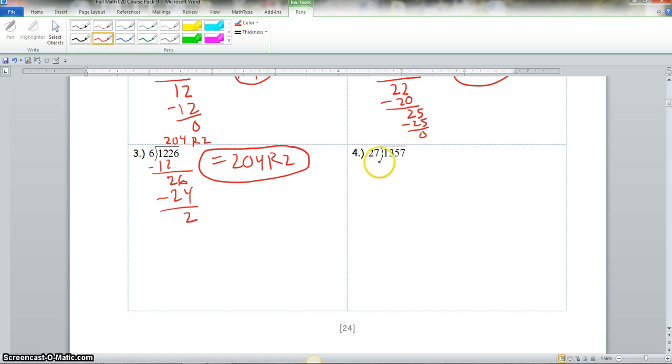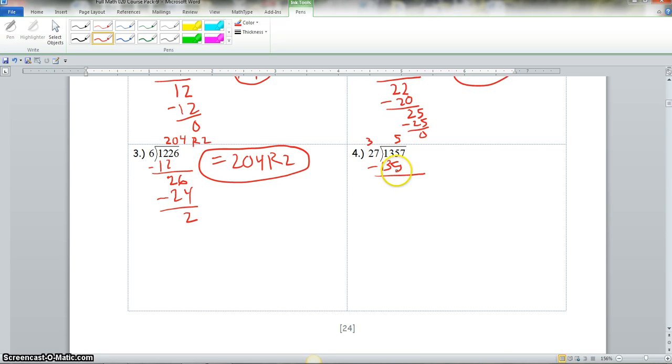Now we go here to number 4. Now we have a double digit on the outside here. So we say 27 doesn't go into 1, it doesn't go into 13, but it does go into 135. It goes 5 times. So 5 times 27, 5 times 7 is 35, carry a 3. 5 times 2 is 10, plus 3 is 13.